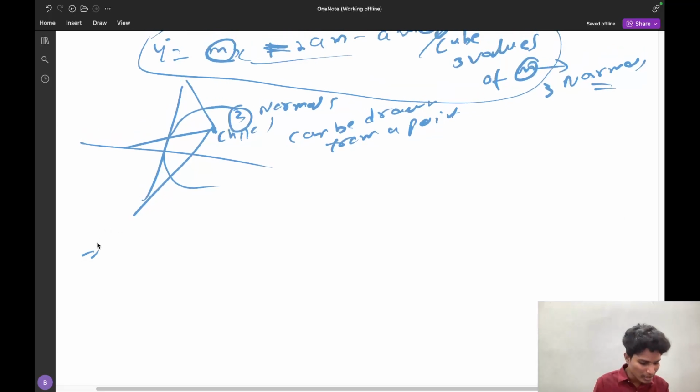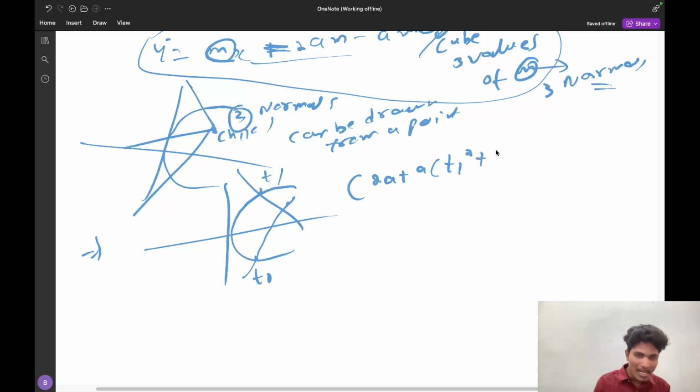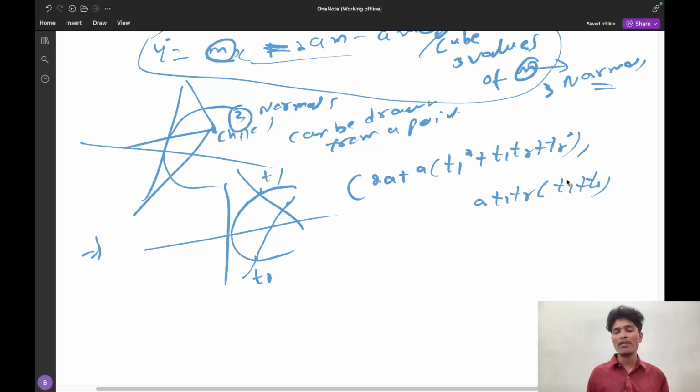And there is another important relation, that is the point of intersection of normals at t1 and t2. Suppose at t1 I have drawn one normal, at t2 I have drawn one normal. In order to find the point of intersection of the normals at t1 and t2, the relation is 2a plus a into t1 square plus t1 t2 plus t2 square, and another is a t1 t2 into t1 plus t2. That is, 2a plus a into t1 square plus t1 t2 plus t2 square, comma a t1 t2 into t1 plus t2 is the point of intersection of normals at t1 and t2.